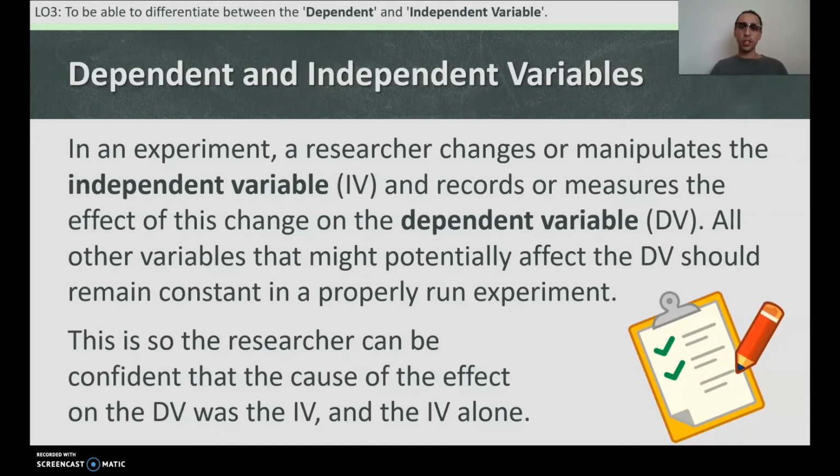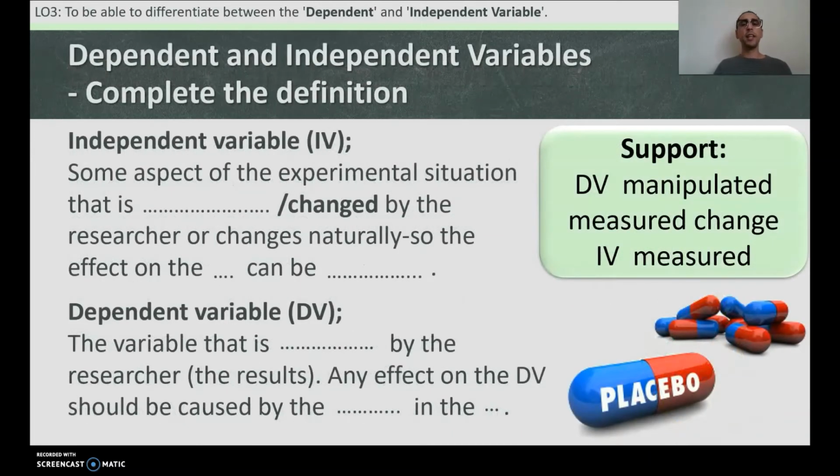This will make sense when I put an example with it, okay? Don't stress out. You'll be fine. It's just a lesson. Right, let's get the definition sorted first of all. Independent variable: some aspect of the experimental situation that is manipulated or changed by the researcher or changes naturally, so the effect on the DV, the dependent variable, can be measured.